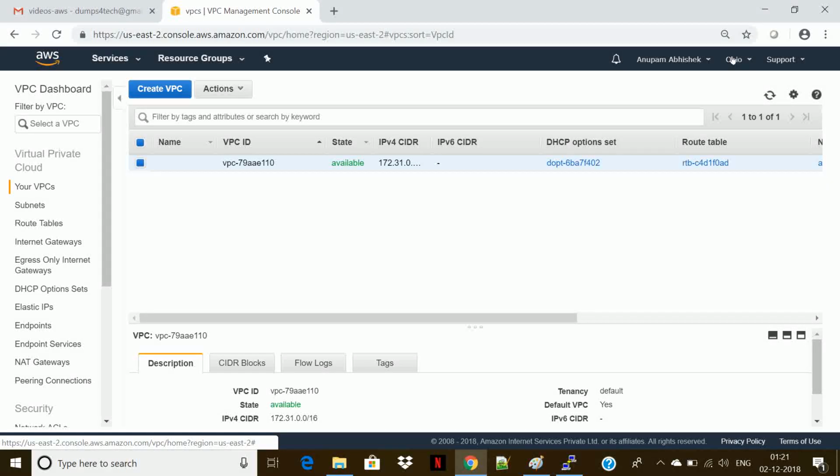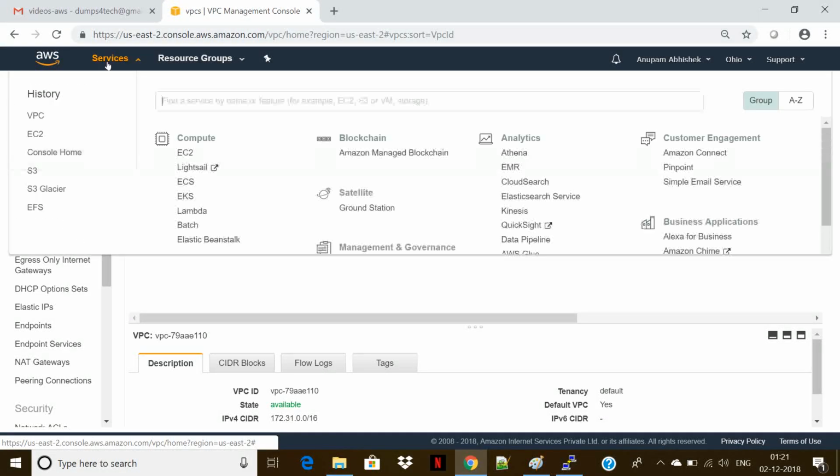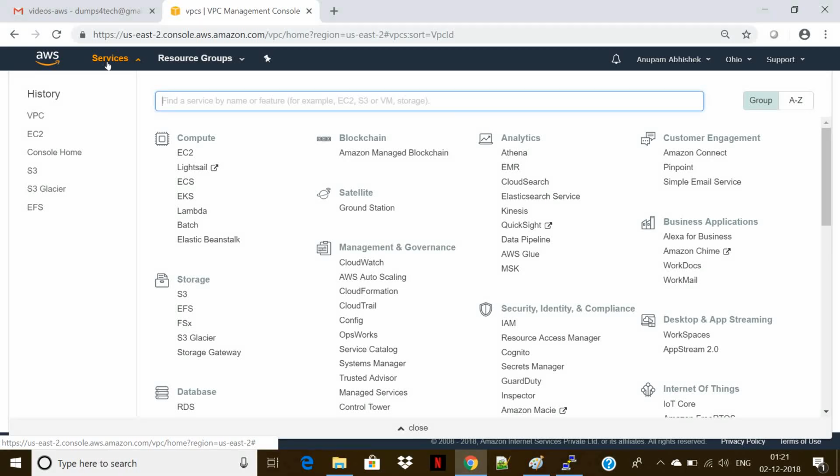Every region has got availability zones. Availability zones are the physical locations where actual data centers are created. For example, we are working in Mumbai. One of the availability zones can be Andheri, and another availability zone can be Thane. So those are the physical locations. This is the physical architecture.